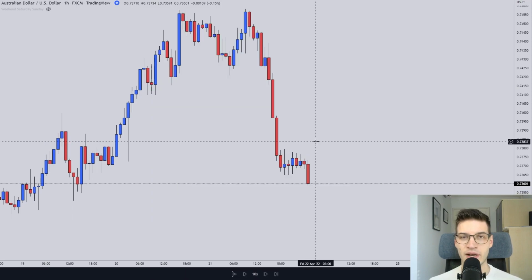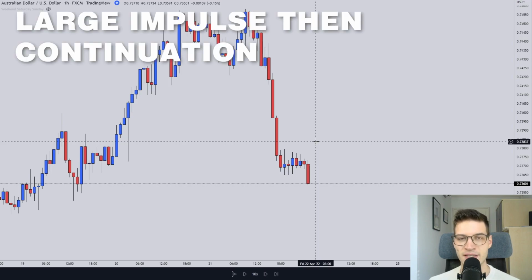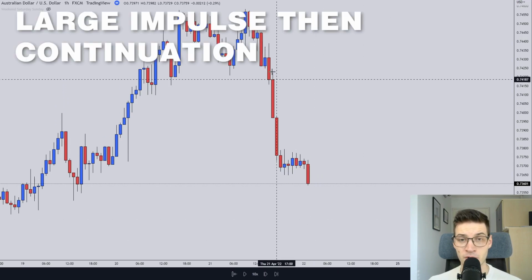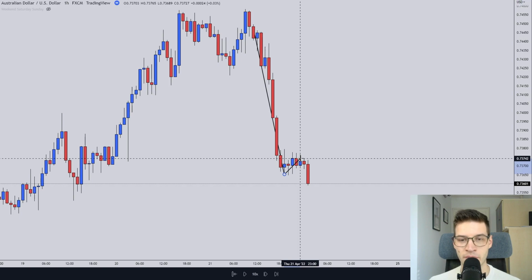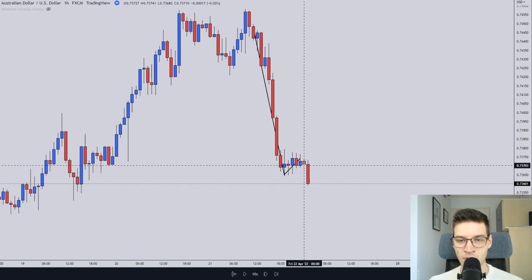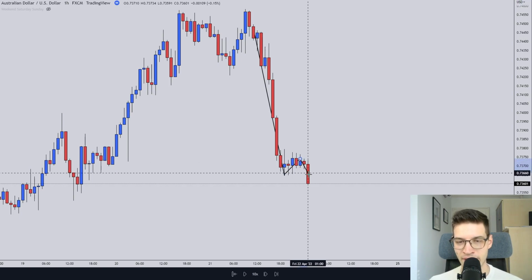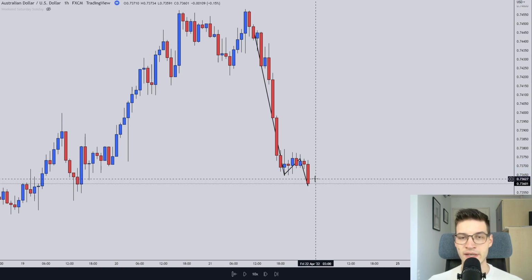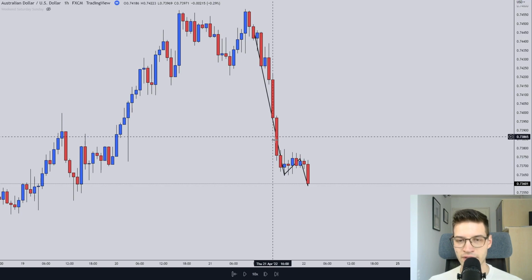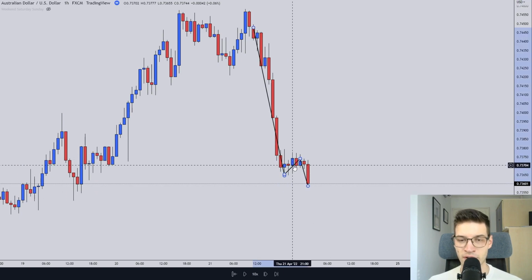So this pattern I actually call a large impulse then continuation, and it's really simple. It has three components. The first component is of course the large impulse. The second component is the small, no shift in momentum pullback. And the final component, the third component, is a nice continuation with a clean close. So it is a three component type of trade. Very simple, you can spot it anywhere.